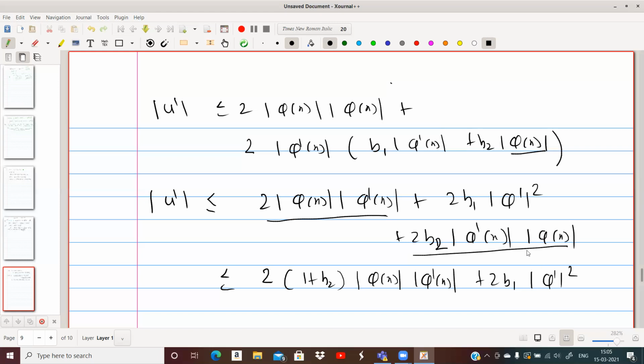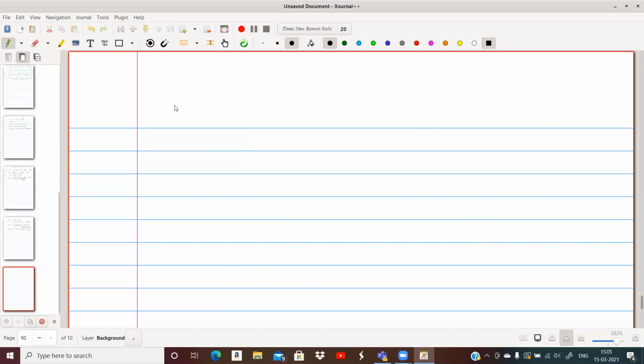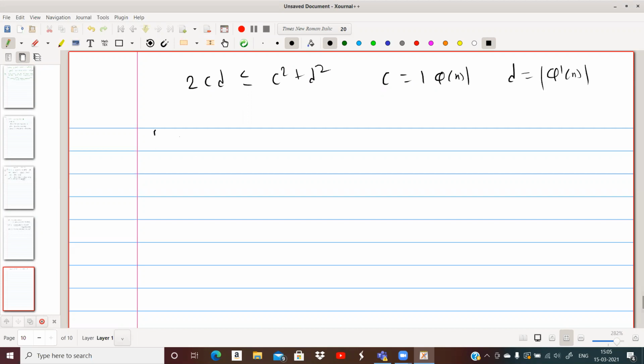The similar inequality we are going to apply here. Which inequality? 2 times CD is less than or equal to C squared plus D squared. That means C you are going to take as magnitude phi of x, and D you are going to take as magnitude of phi dash x. So finally, your u dash is less than or equal to 1 plus b2, this will be as it is, 2 times I am going to multiply with it. So it will be less than or equal to magnitude phi of x squared plus magnitude phi dash x squared.